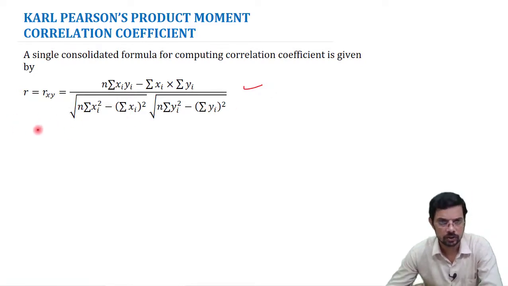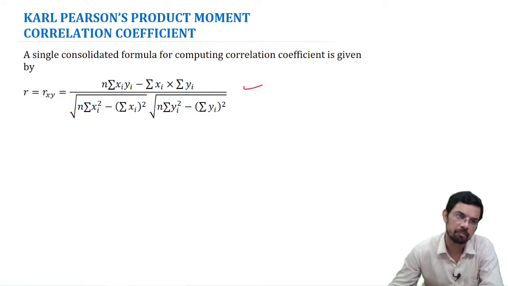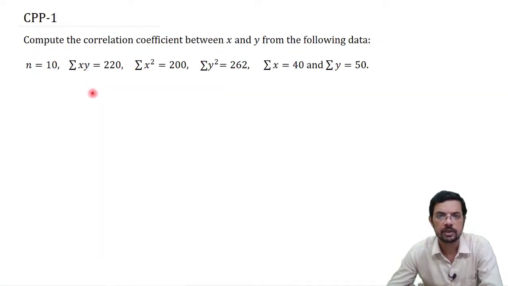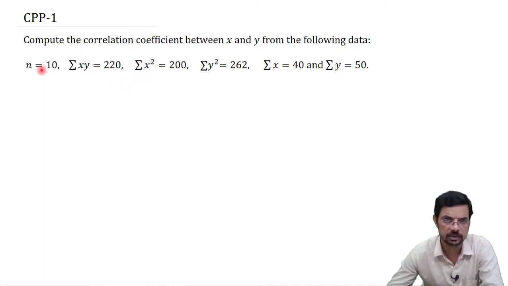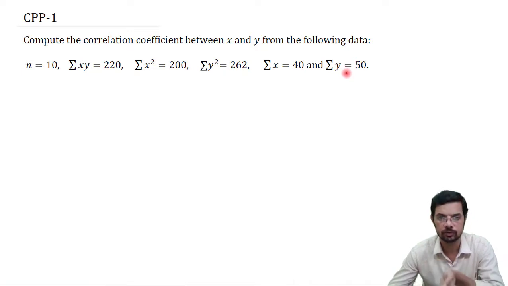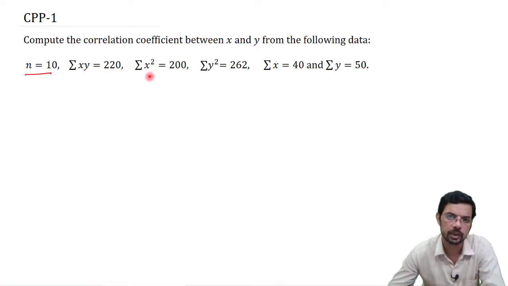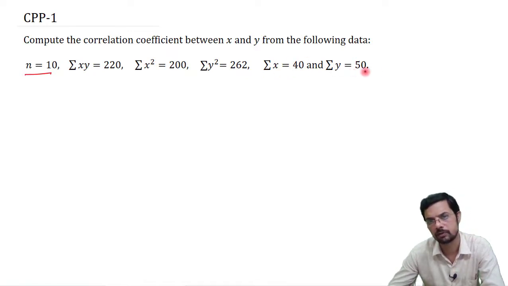Okay. So, let us understand this formula by taking an example. First example, we need not calculate all these values, but we shall use the formula and learn how to use it. The values are given like this. Compute the correlation coefficient between x and y from the following data. Here from the data, these values have been calculated and given to you. So, now we just need to learn how to use the formula. So, n is equal to 10, sigma xi yi, the sum of product of variables, is equal to 220, sigma xi square is equal to 200, sigma yi square is equal to 262, sigma x is equal to 40 and sigma y is equal to 50.